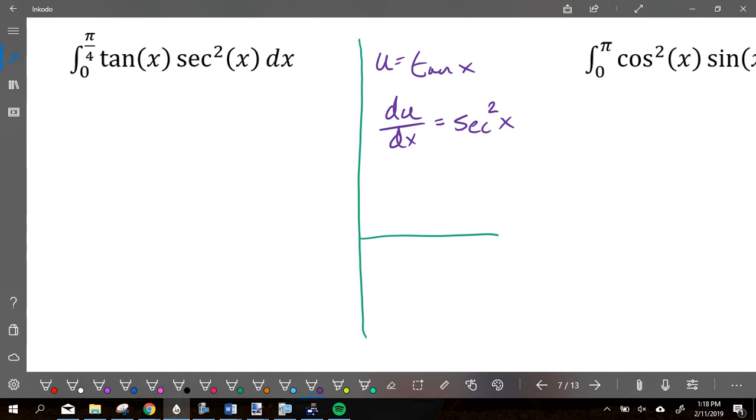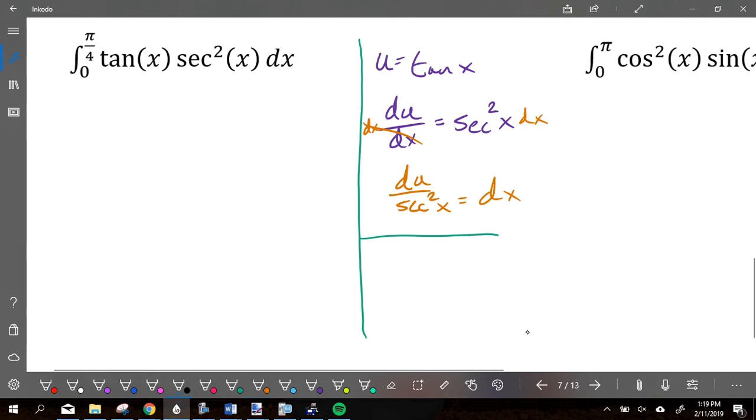It's secant squared. When I solve for dx, I'm going to multiply both sides by dx and then divide by secant squared. It's going to be du over secant squared x equals dx. What that's going to do is when we plug it back in, that secant squared x on bottom is going to cancel out with that secant squared x in the integration, which is good because now it's gone away and that's what we want. Everybody clear with that? If this were a normal indefinite integral, that's all you would have to do. But because there's bounds, we have another step.